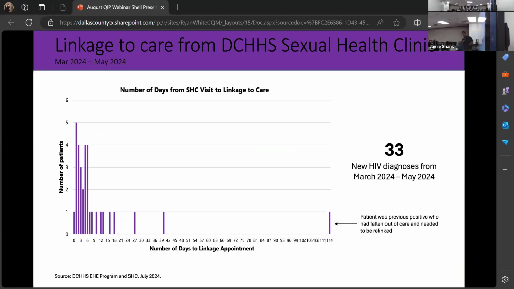So this is updated for March through May of this year. Again, we had about 33 new diagnoses during that time, and there is still a pretty large spread, but there's only 1 count that was above 40 days. And this patient at the end that took about 114 days to linkage was a previous positive who had fallen out of care and needed to be relinked.